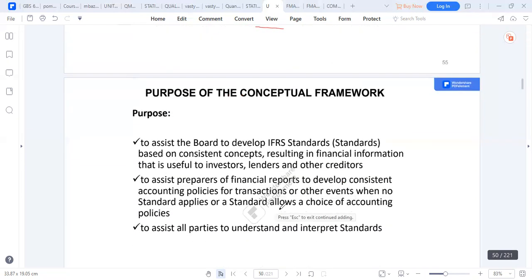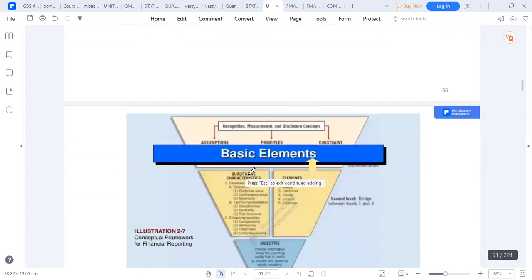The purpose of the conceptual framework is to assist the board to develop the international reporting standards. The other purpose is to help those that prepare financial reports to develop consistent accounting policies for transactions or other events when there's no standard that applies. It also assists all parties to understand and interpret these standards. So this is like the Bible for accountants.